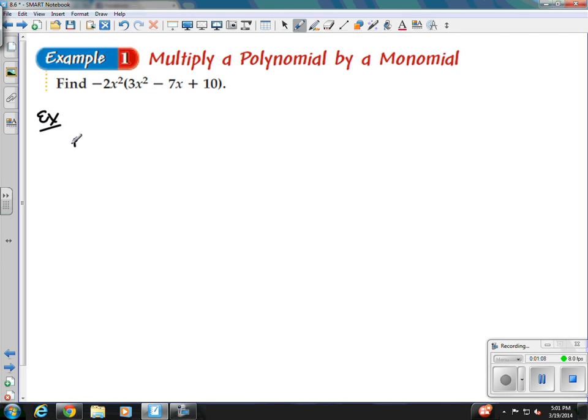First example has negative 2x squared times 3x squared minus 7x plus 10.